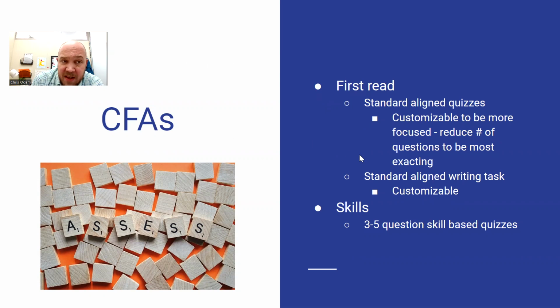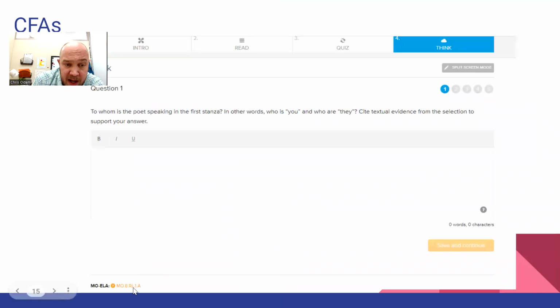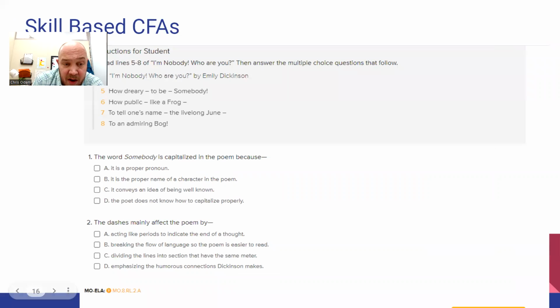Okay, so there are also skill lessons that I was showing you before, and those skill lessons are immediately correlated. Like you'll see at the very bottom, this is a reading related, and it says RL1A. So that means in the first read that there's a couple of standards related to the first read. This one's about supporting evidence. You'll see RL1A is down here again in the think question because this is the writing part of that same lesson. But then you'll see on RL2A, this is the skill lesson.